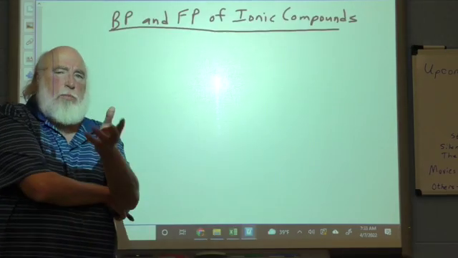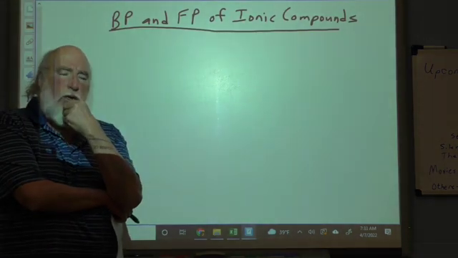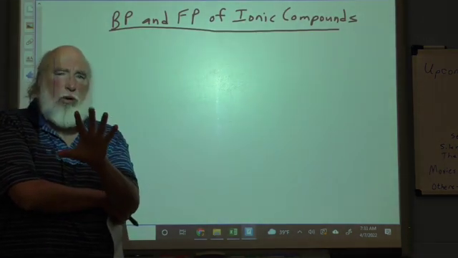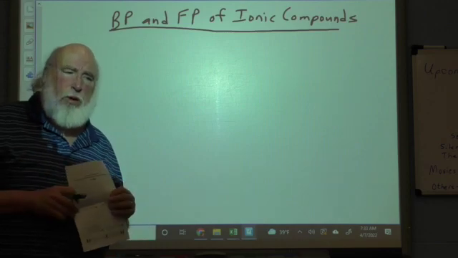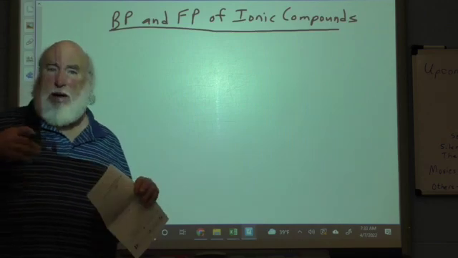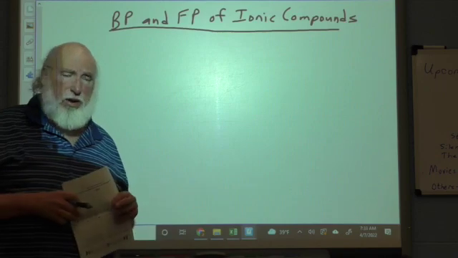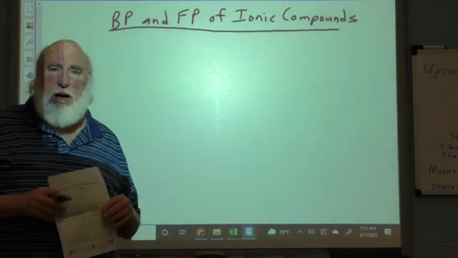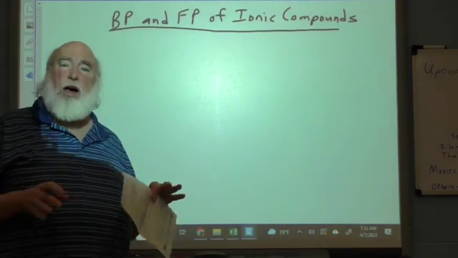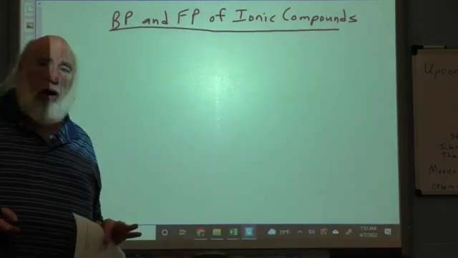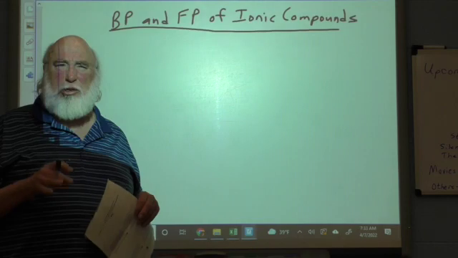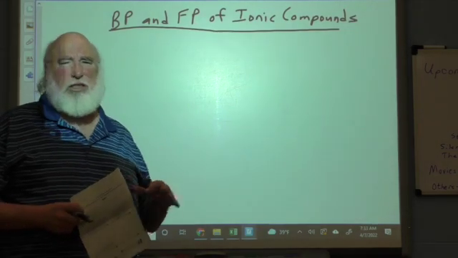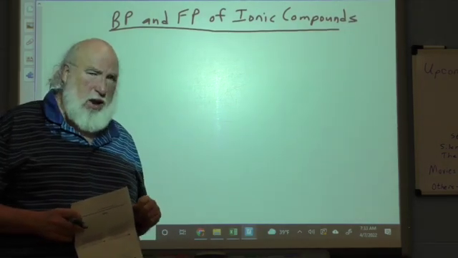Okay, this is going to be a follow-up to what we just did with the covalent compounds and finding boiling point and freezing point. There are two types of compounds, as we've talked about: covalent compounds and ionic compounds. Covalent compounds do not break apart as a rule. I mean, that's not completely 100% true, but it's enough for us to concern ourselves with right now in Chem 1.